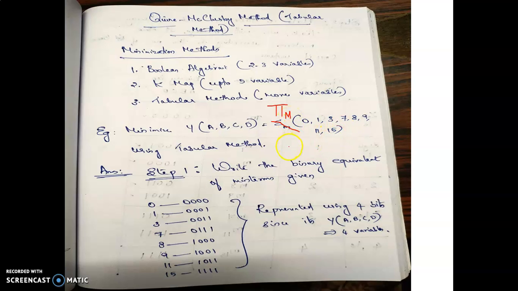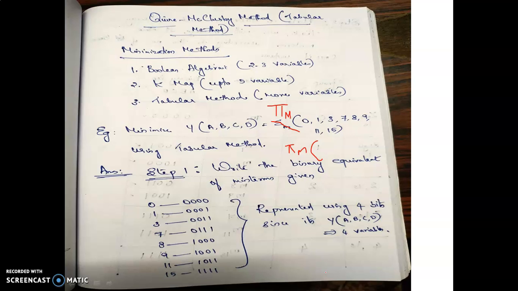In that case, you have to represent it as pi m, within brackets, the terms which are missing here. That is pi m 2, 4, 5, 6, then 10, 12, 13 and 14. Clear? That is a different case because the question is given as sigma m itself and you are asked to find out the pi value. In that case, the missing terms will be written as pi m and the operation is repeated.